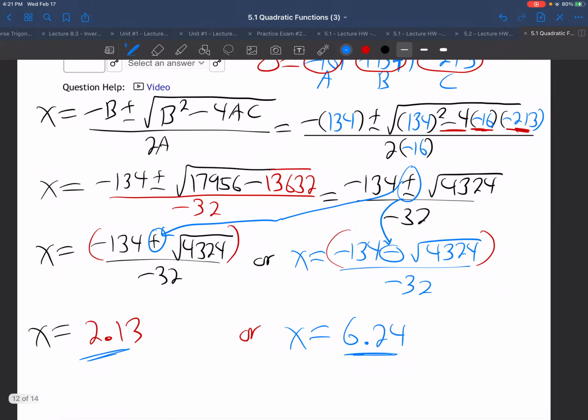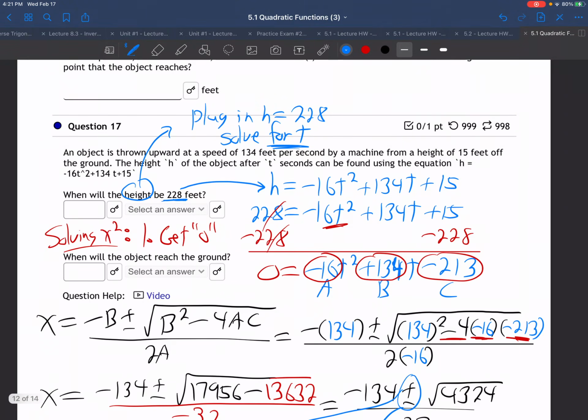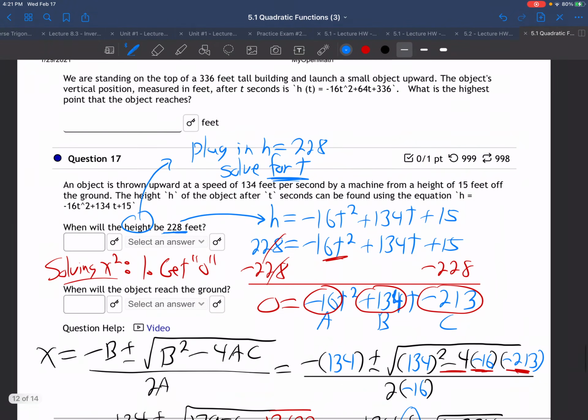Oh, that should have been T. I was using X all along. It was T, but whatever, same thing. So there's our two answers: 2.13 and 6.24. So 2.13, comma, 6.24. Those are the times. That's why I said they should have actually been T. My variable was really T. This should have been T all the way down. Those are the two times at which the object will be 228 feet high. T is seconds. That's how many seconds.